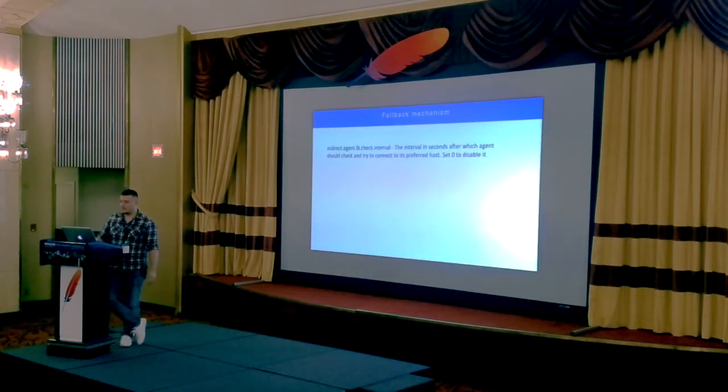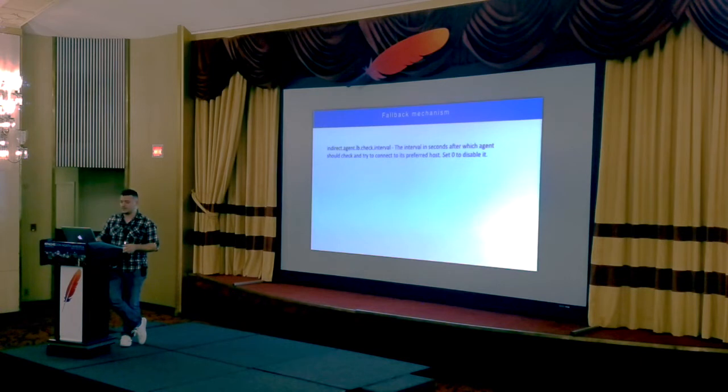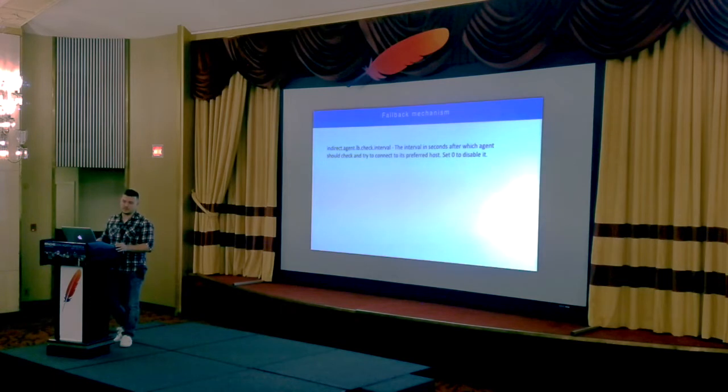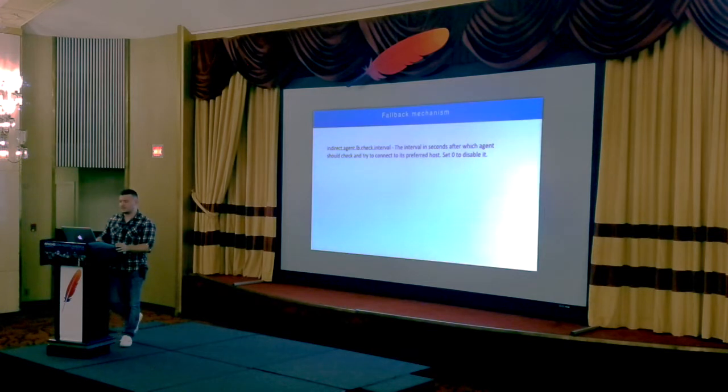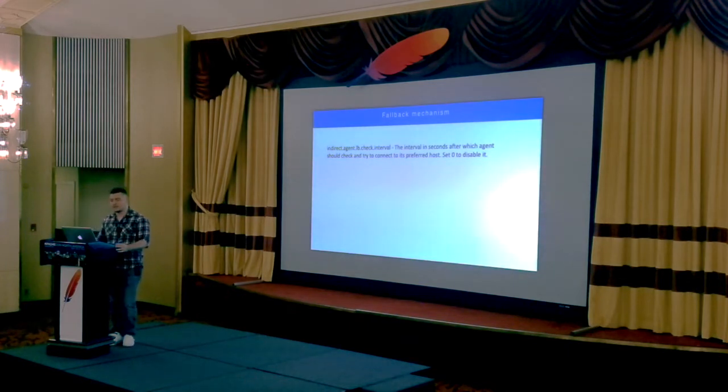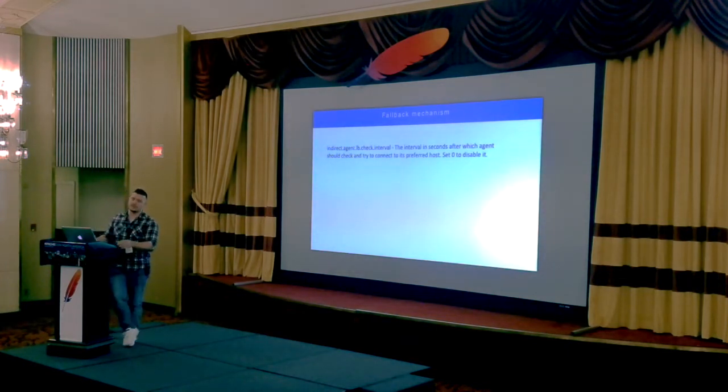A couple of words about the fallback mechanism. You have another setting that is interval, where the agent will look if it is connected to the right host that it's supposed to be. You can set that in seconds, and if you set it to 0, it won't do anything. It will just stay connected to whatever, and if it goes down, it will stay disconnected. So if, for example, you set it to 30 seconds, every 30 seconds it will check if it is connected to the right host, and if not, it will try to connect to the right host.